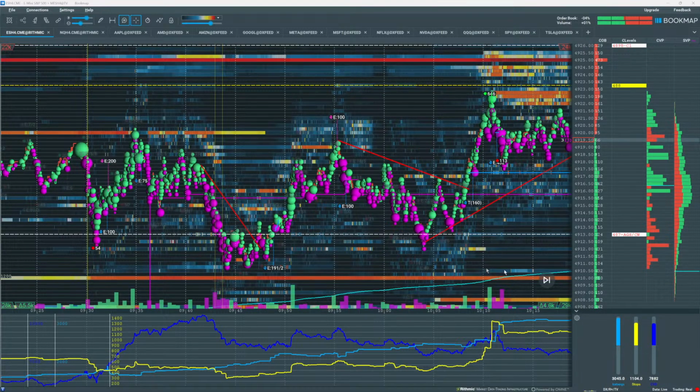All right, so first long setup. A little bit of consolidation there and then break out of the range. And then this level acting as 4087 level, 4913 acting as support again. And ES makes a series of higher lows. Aggressive buyers start to come in, shown by the green volume dots.